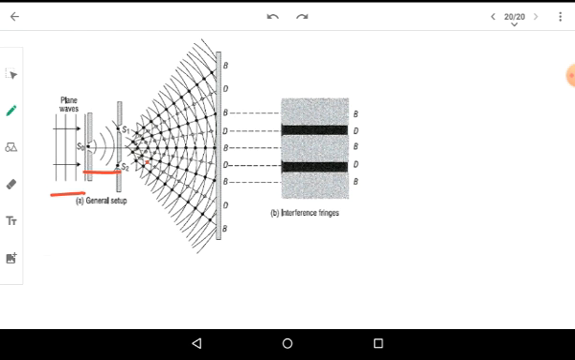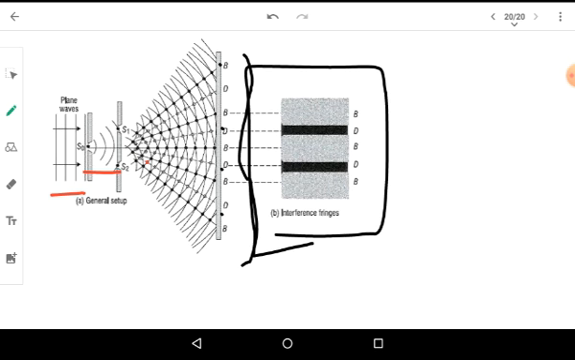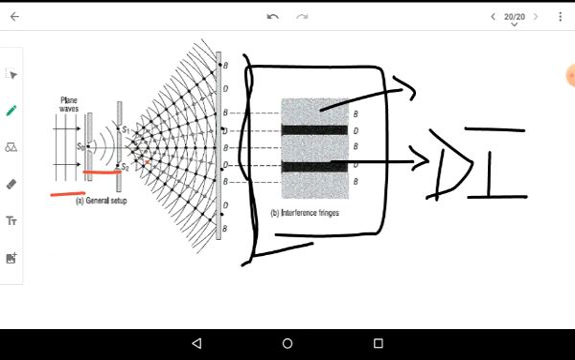And when we look here, this is the screen. When you look at these points, we see something like this. Where it is black, this is the destructive interference, and where it is a bit whitish or grayish, this is the constructive interference.